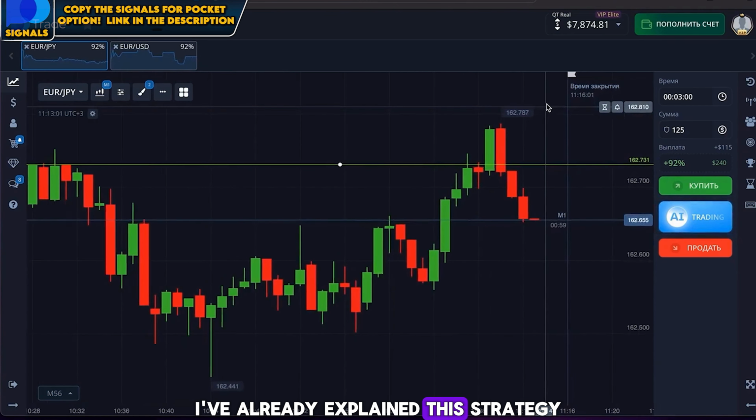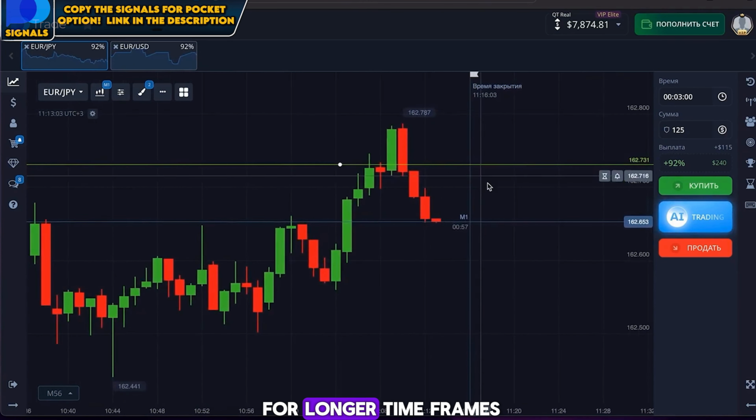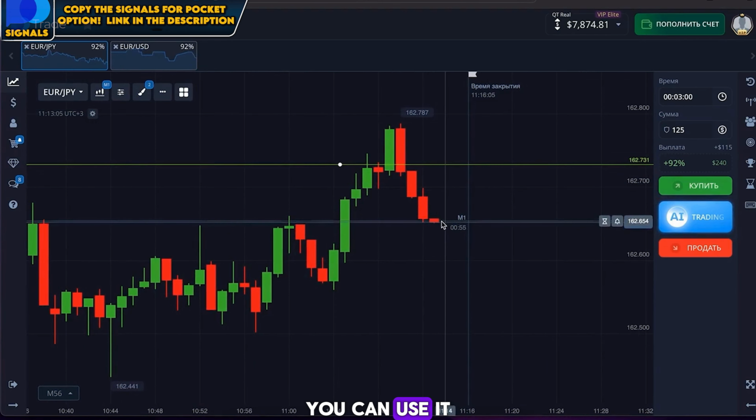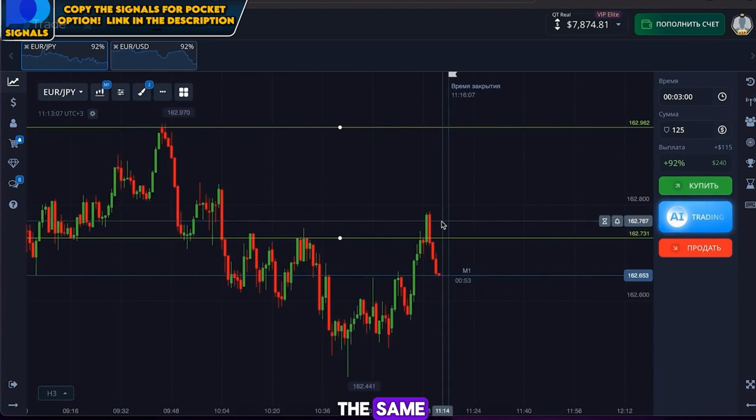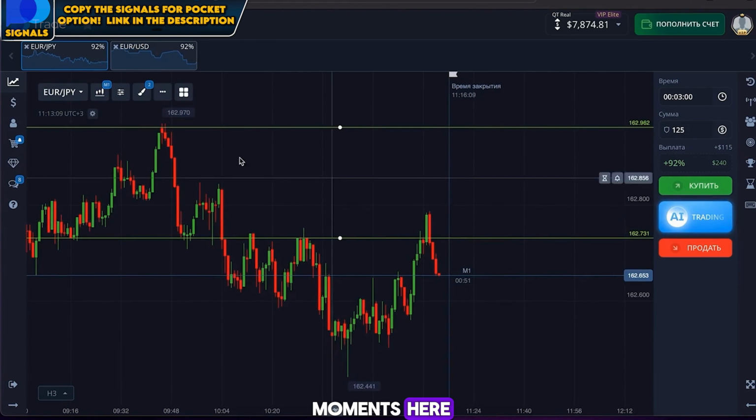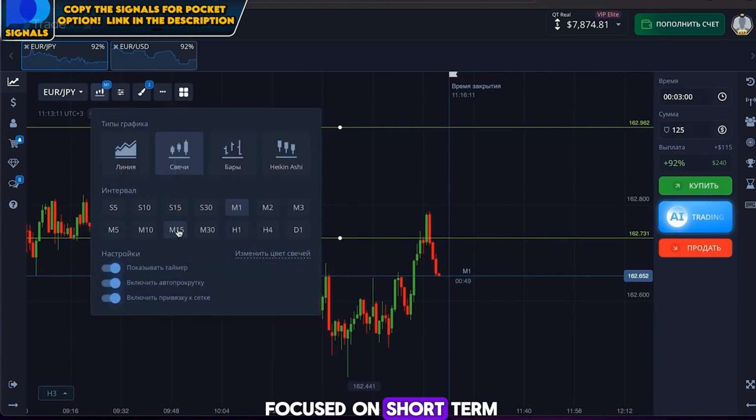I've already explained this strategy. You can use it for longer time frames. You can use it here. The principle is the same. There aren't any suitable moments here. The trading is more focused on short term.